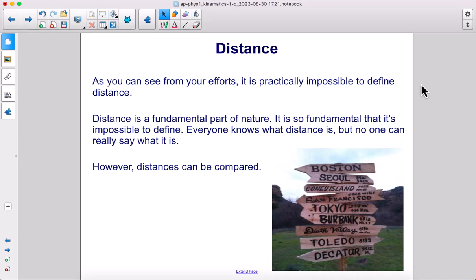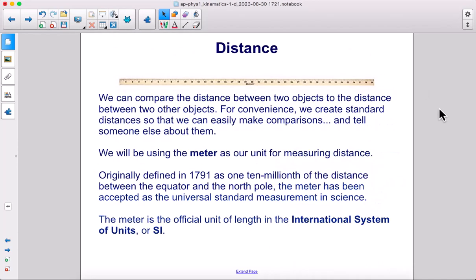However, distances can be compared. We can compare the distance between two objects to the distance between two other objects. For convenience, we create standard distances so that we can easily make comparisons and tell someone else about them. We will be using the meter as our unit for measuring distance. Originally defined in 1791 as 1/10,000,000th of the distance between the equator and the North Pole as measured through Paris, the meter has been accepted as the universal standard measurement in science. The meter is the official unit of length in the International System of Units, or SI.